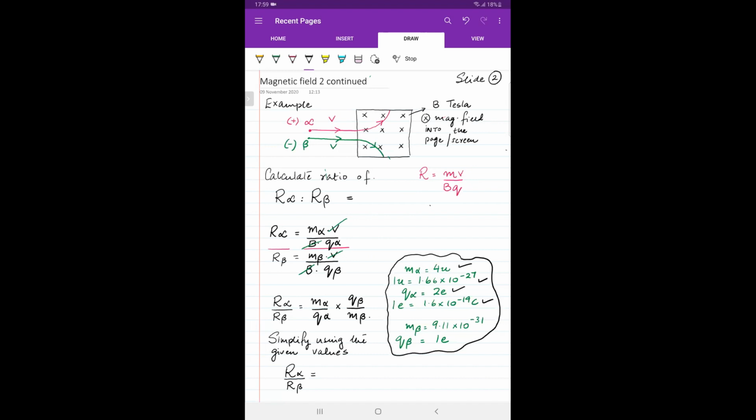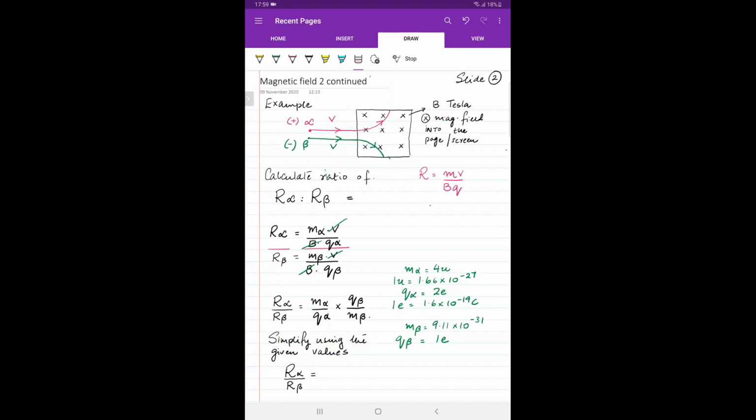Mass of beta, electron, so same as the mass of the electron. And charge of beta, 1e, same as the charge of the electron. So I've given you the numbers to work around with. You can plug in the numbers, and simplify to get the values. You can do this work yourself. So you have the numbers, simplify them.